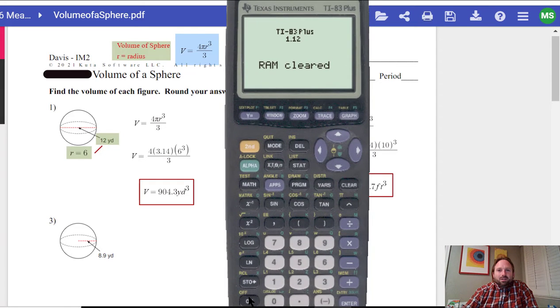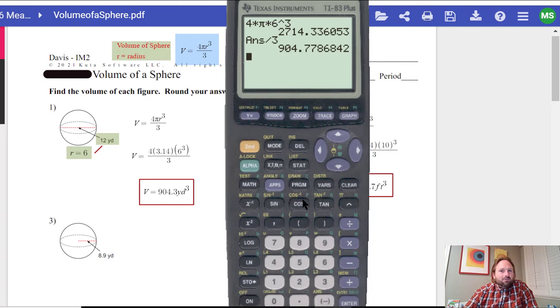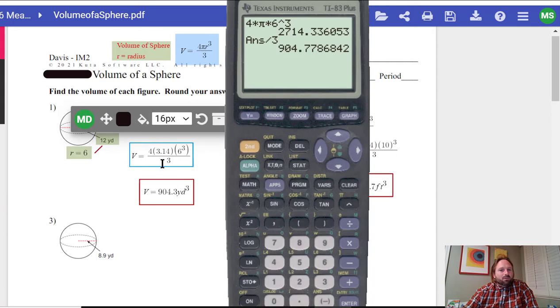So if we turn this one on, and we go 4 times pi times 6 to the third power, and then we just divide by 3. Now our answer is going to be a little bit off. Our answer says 904.78. It's a little off. Why? Because we're rounding pi to 3.14.